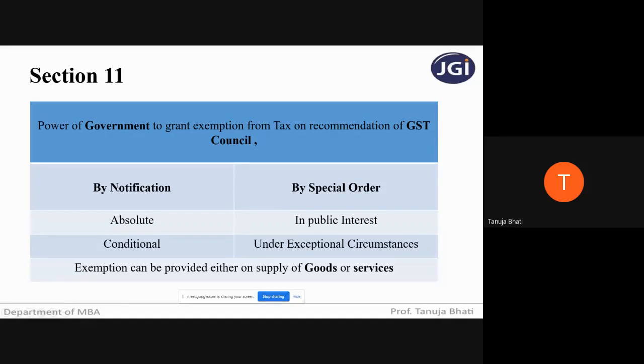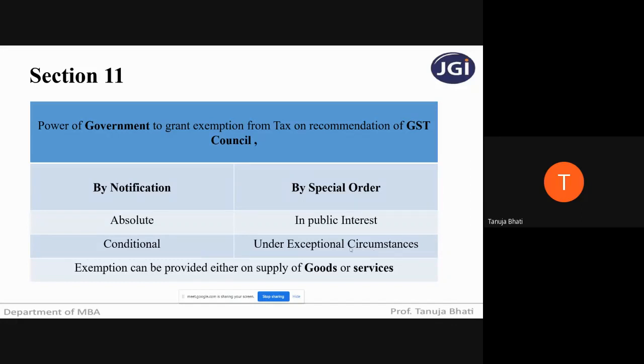So government can grant exemption either by notification, which I've already explained, or by special order. Now, what do you mean by special order? This special order exemption can be given only in public interest and only under exceptional circumstances. So the government may grant exemption on the supply of goods and services only on the recommendation of GST Council, that is very important, under exceptional nature, which is subject to public interest.